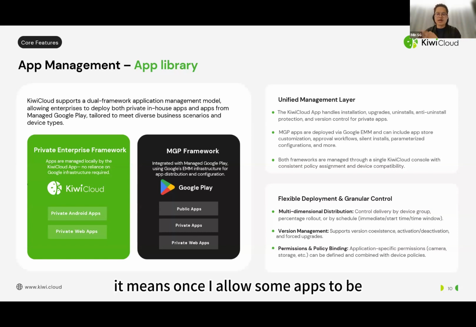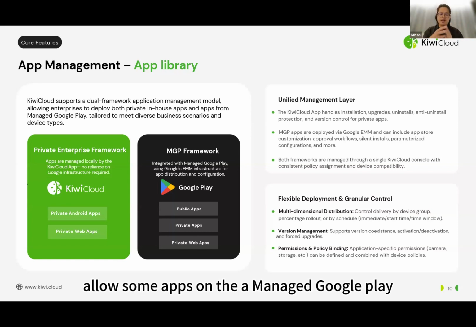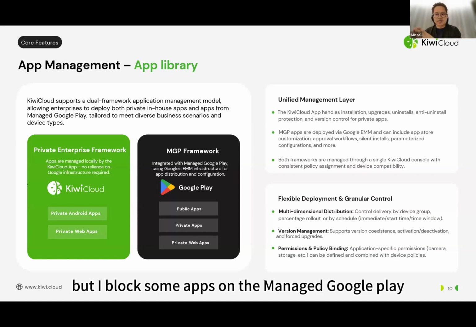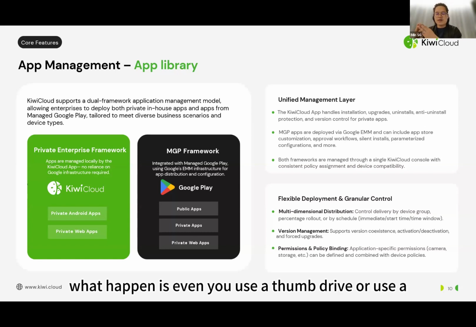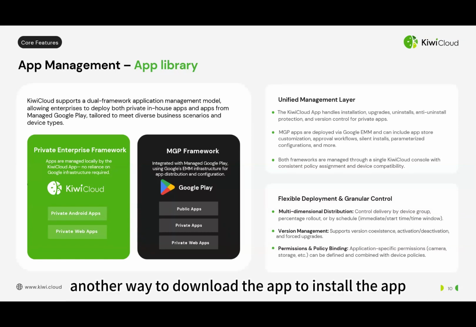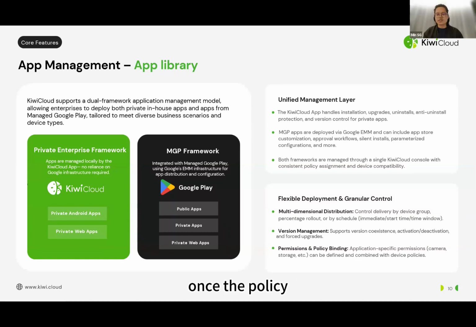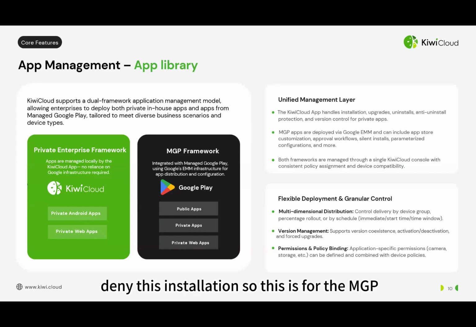It means once I allow some apps on the managed Google Play, but I block some apps on the managed Google Play, what happens is, even if you use a thumb drive or use another way to download the app, to install the app, once the policy finds out that this app is within the block list, it will be automatically uninstalled. And if you're trying to install it, it will actually, from the system level, deny this installation. So this is for the MGP.